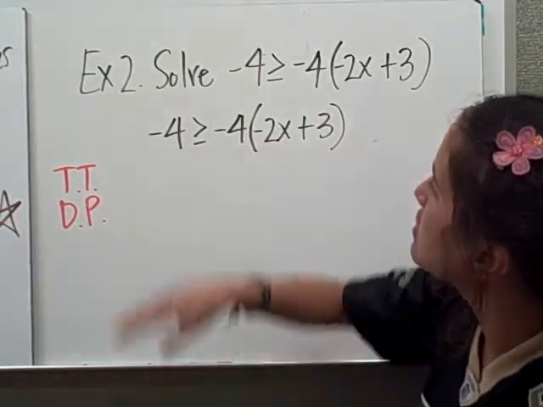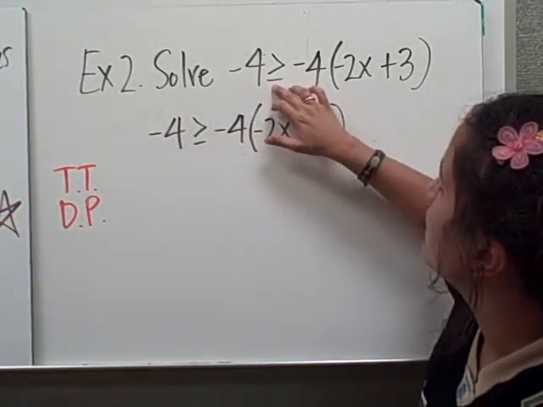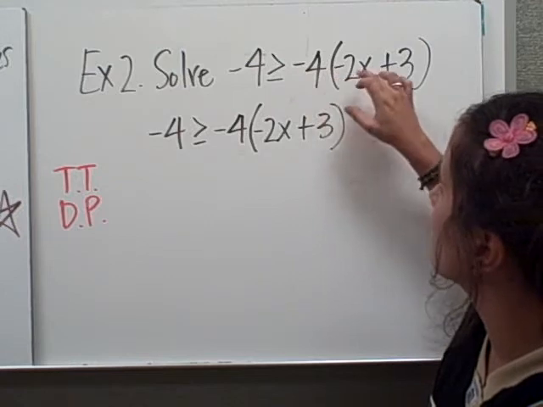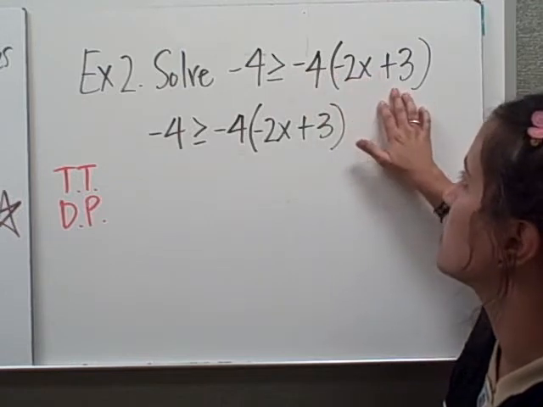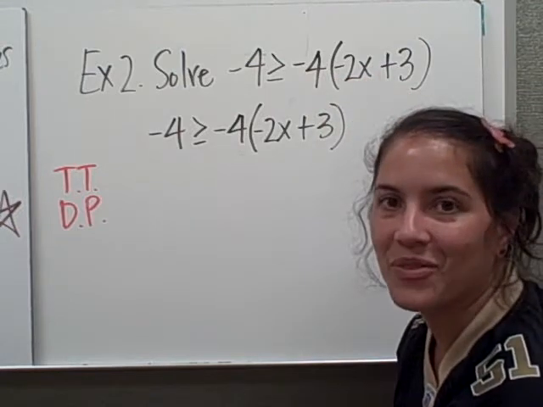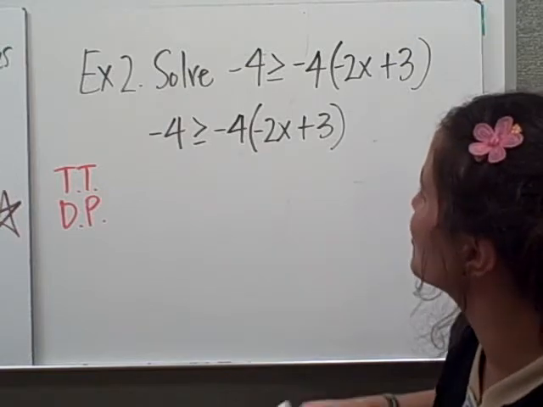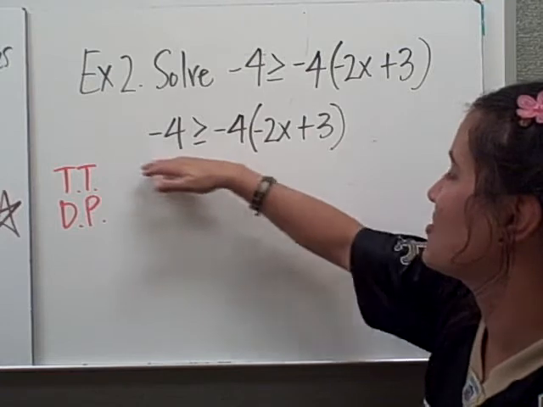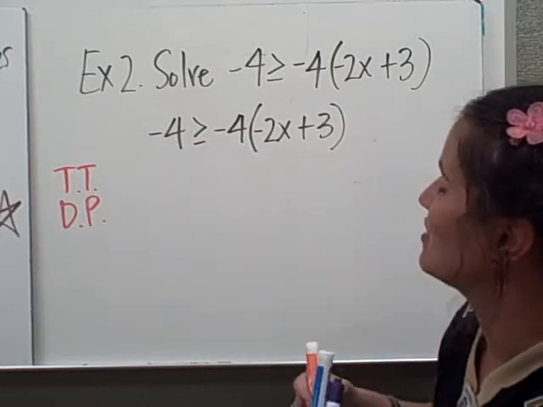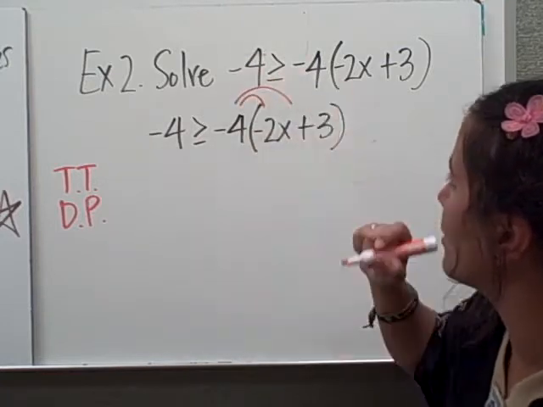Alright, example 2. Solve negative 4 is greater than or equal to negative 4 times negative 2x plus 3. Whew, that's a mouthful. So I'm going to go through these steps with you. First, we need to touch twice. Do I have any touch twice? I do not in this one. So now I'm going to go to the distributive property.